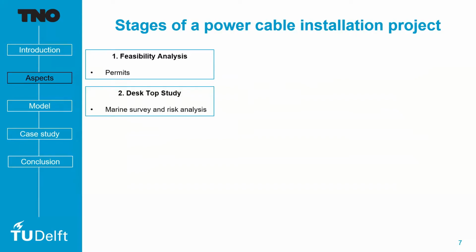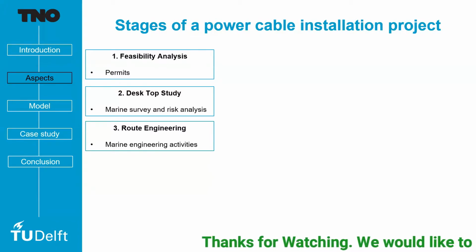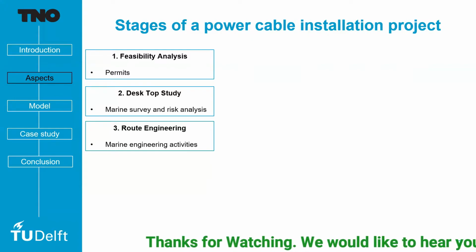After this, what happens is a desktop study. So a team of engineers will scope the terrain, and they will perform a marine survey, and they will perform a risk analysis to identify whether the land which the cable has to go through is good, if there are rocks, how does the terrain look like, and of course this gives an idea of how dangerous the operation is and how much it might cost. So after this, typically what happens is route engineering. So a couple of marine engineering activities take place to make sure that the route is stable and that the route is planned in a very optimal fashion for the cable. Sometimes you don't get the chance to follow the best route.